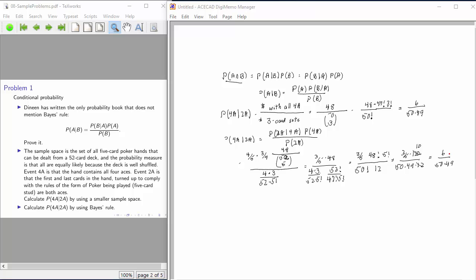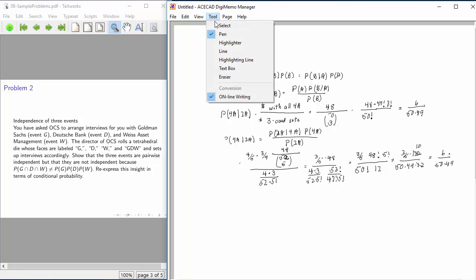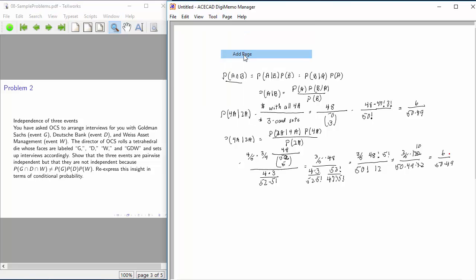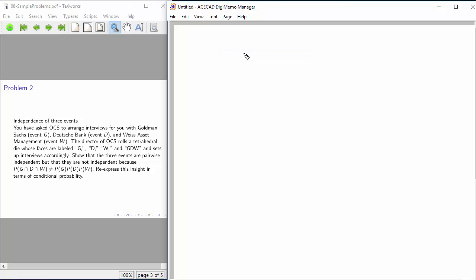The next problem is now a very standard counterexample in elementary probability, but remarkably, it was not invented until the 20th century. It comes with a variety of storylines. Here's mine. You've asked the office of career services to arrange interviews with 3 large firms, Goldman Sachs, Deutsche Bank, and Weiss Asset Management. The last of these employs a former student of mine and is situated on Commonwealth Avenue in the Back Bay. How's this done?